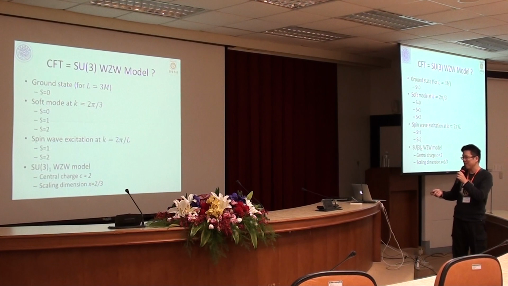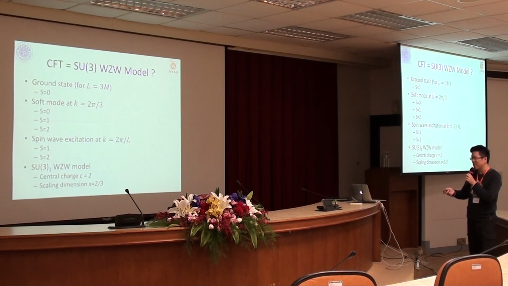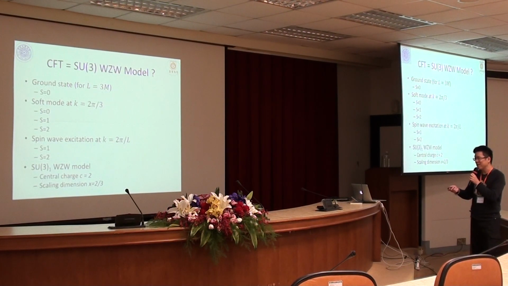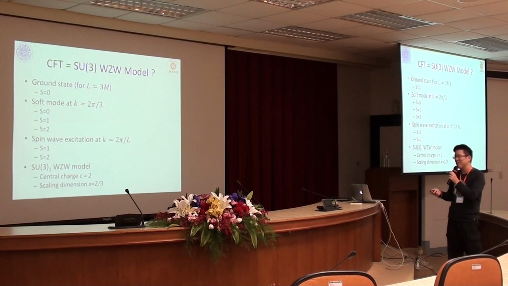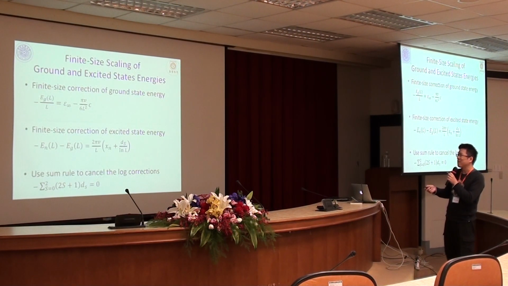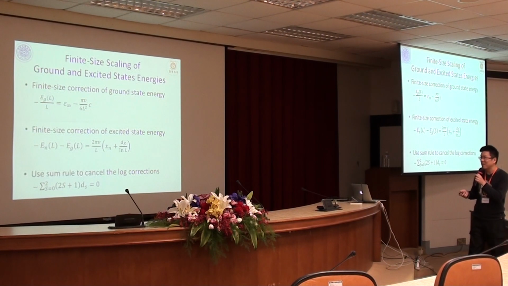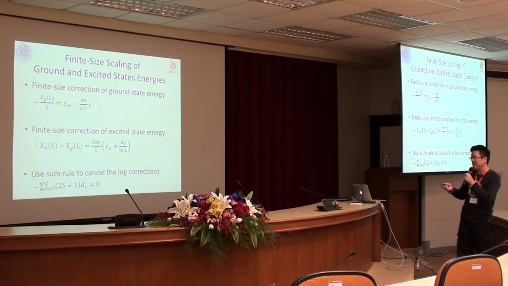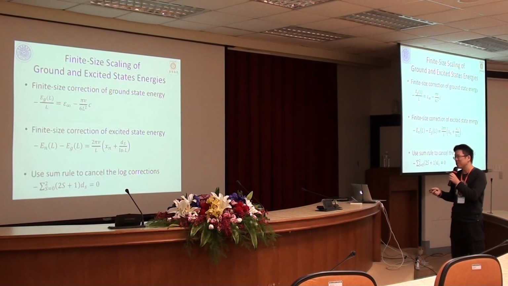Basically, we want to check if the central charge is equal to 2 and the scaling dimension is 2/3. But as I mentioned before, using entanglement entropy scaling to fit this central charge c doesn't work very well. So now we go back to the finite size scaling of the ground state and excited state energy. From the ground state energy scaling, you can get a central charge c. But here we also have to fit the spin wave velocity numerically. And then by the excited state finite size corrected energy, we can get a scaling dimension.